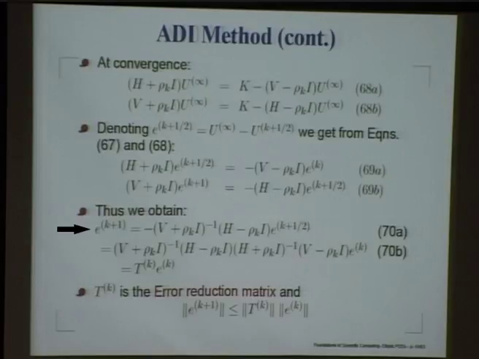So, what we see is that one step of ADI involves the error migrating from E k to E k plus 1 through this matrix T of k, which I have called the error reduction matrix. And you can very clearly see what this T of k is.